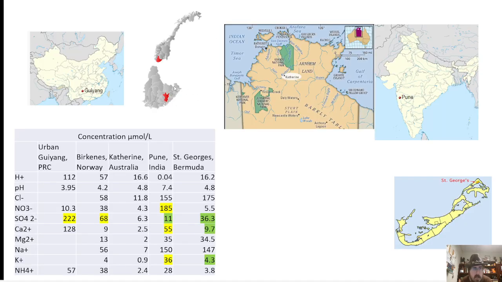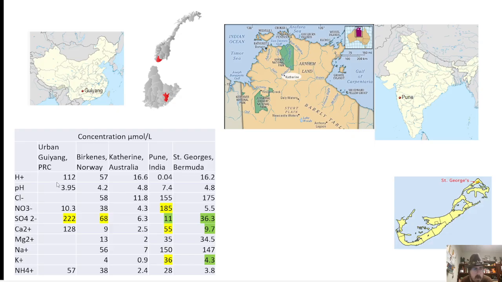But here's just looking at some of these situations. I looked up where these locations were so we could better tell these things. So, urban area, Guiyang, in People's Republic of China. And I highlighted some of the ones that are higher than average and lower than average.